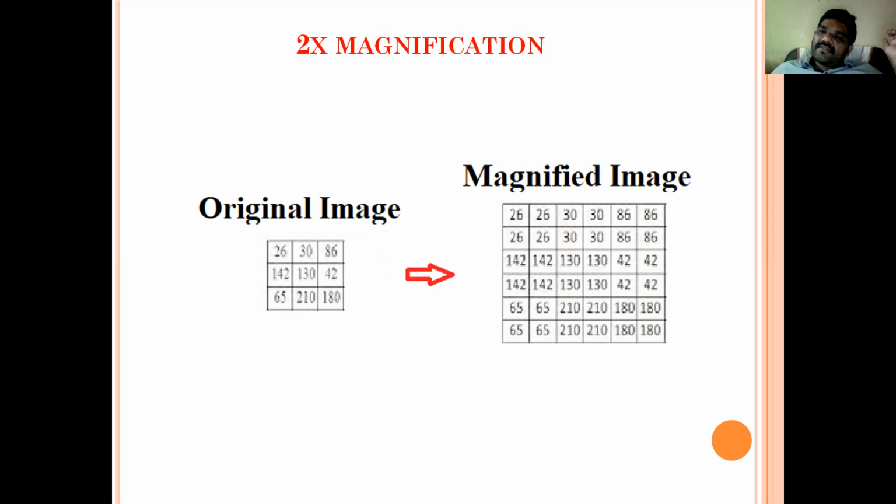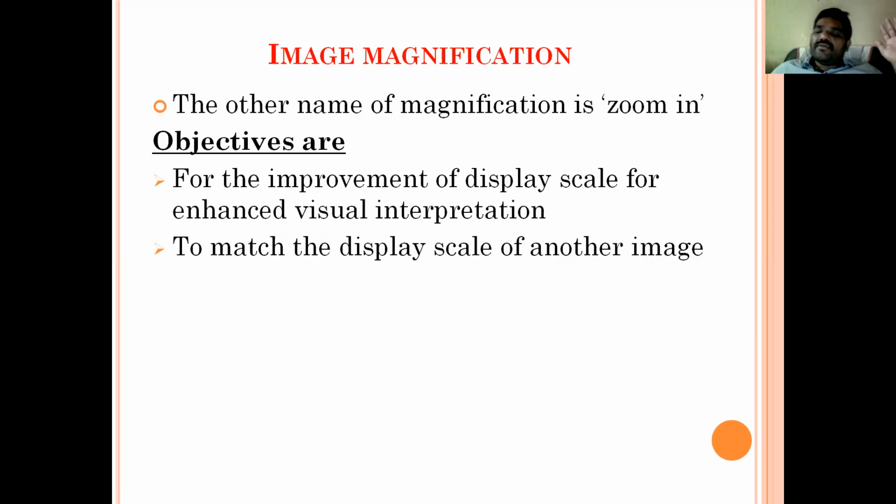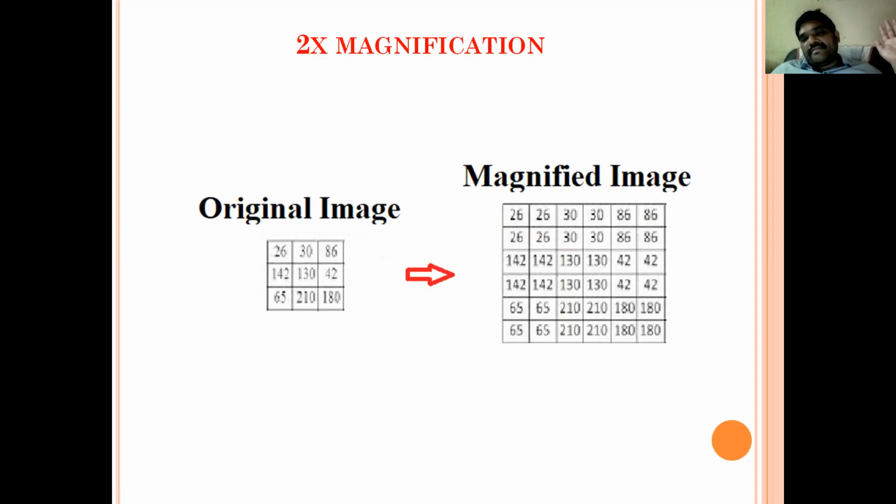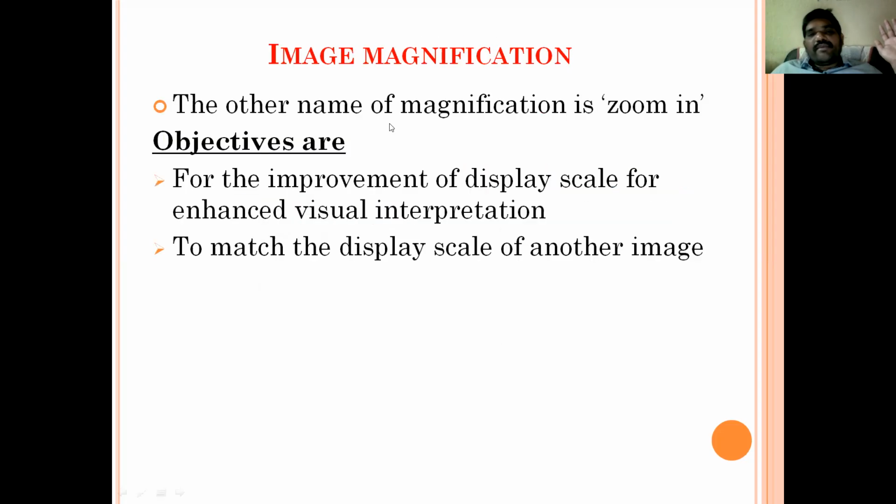In image magnification, what is the objective? To make the image more understandable, for retrieving the information of the study location. The first and foremost thing is image reduction and magnification. We have seen how to magnify and how to reduce. When you get a question, you must write what is image magnification, what are the objectives of image magnification, and why we must adopt it.